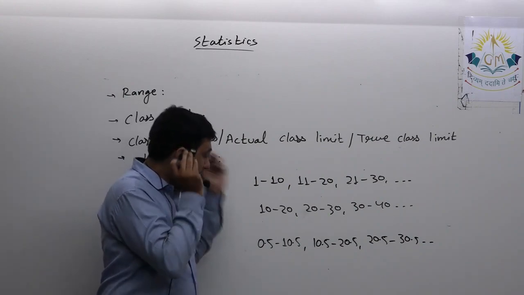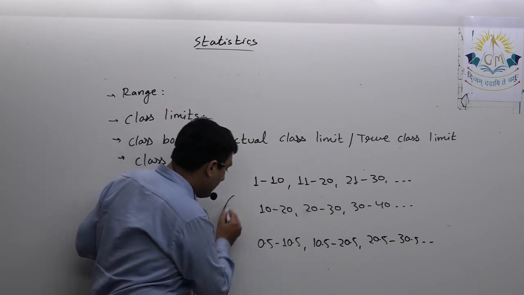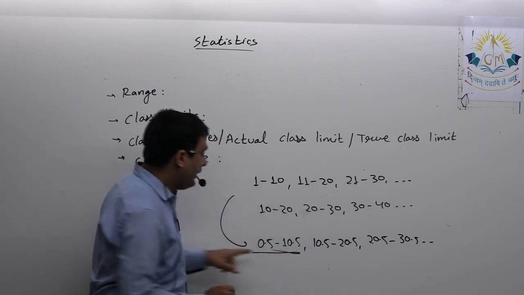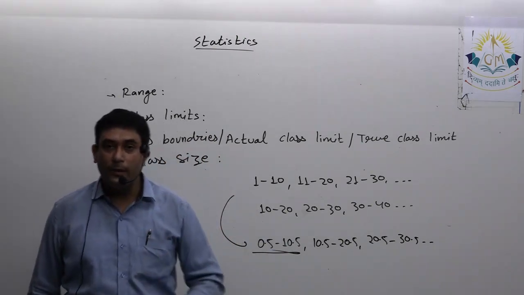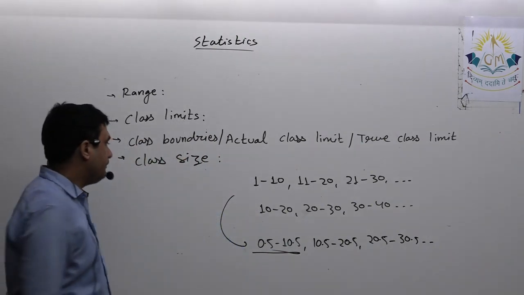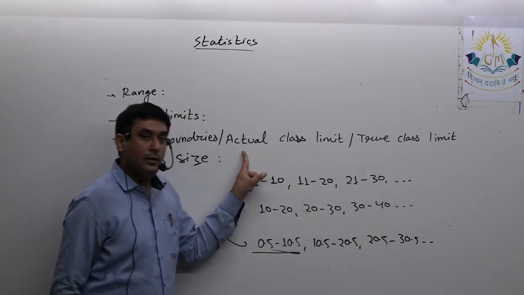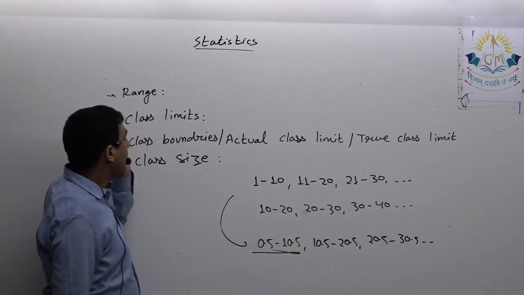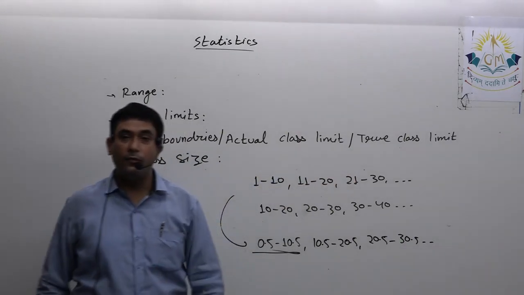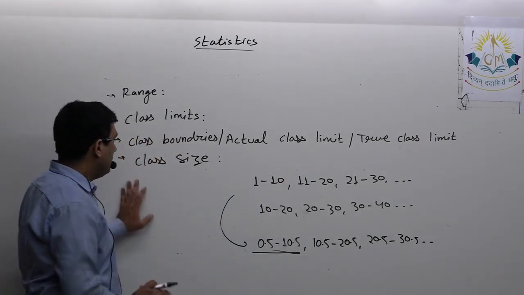Here if I find the class size, it will be 20 minus 11, 9. But if you find the class size for this, here you will get 10. So class size is the difference between true upper limit and true lower limit. Whenever we have to find class boundaries or actual class limit or true class limit or class size, the classes must be in the form of exclusive.